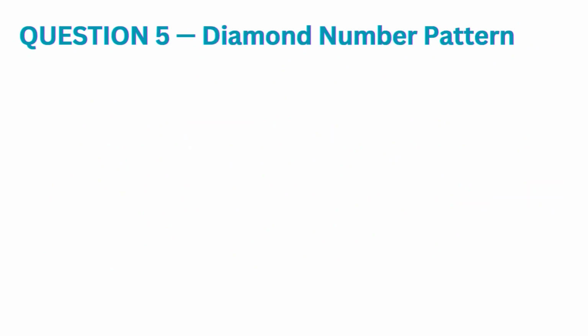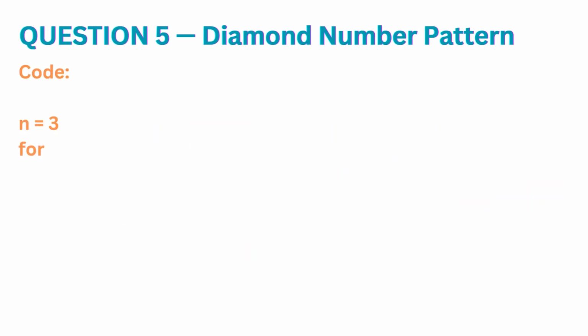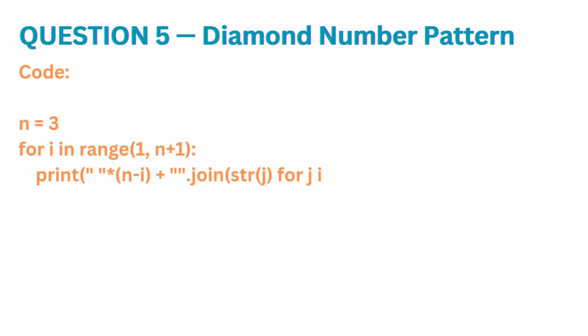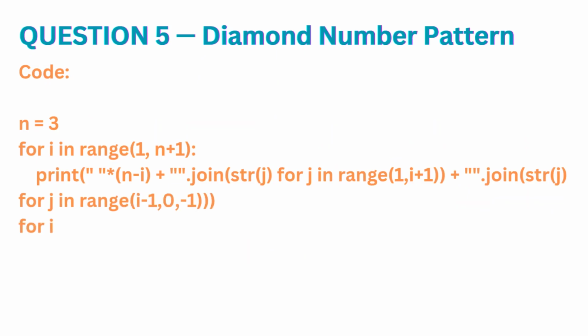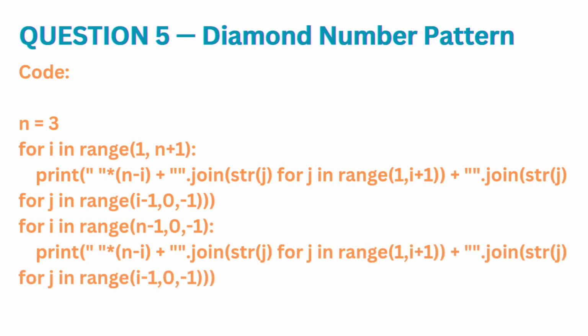The next question is diamond number pattern. That pattern for n equal to 3. So here n equal to 3, for i in range 1 to n plus 1 and that should print space multiplied by n minus i plus the join of str j for j in range, and similarly str j in range i minus 1, 0 and minus 1. That should similarly work for i in range n minus 1, 0 and minus 1. So this is the combination of nested loops and string joining to form diamond numbers.